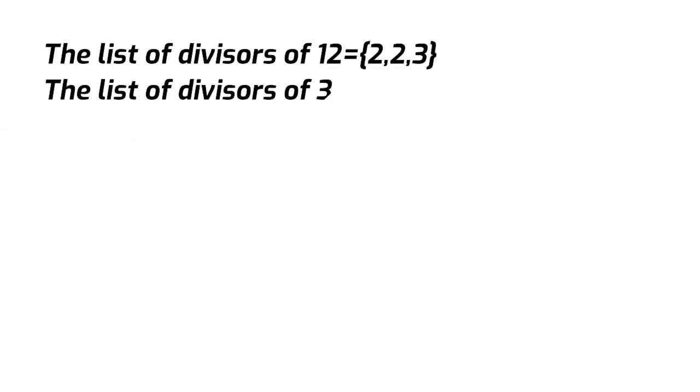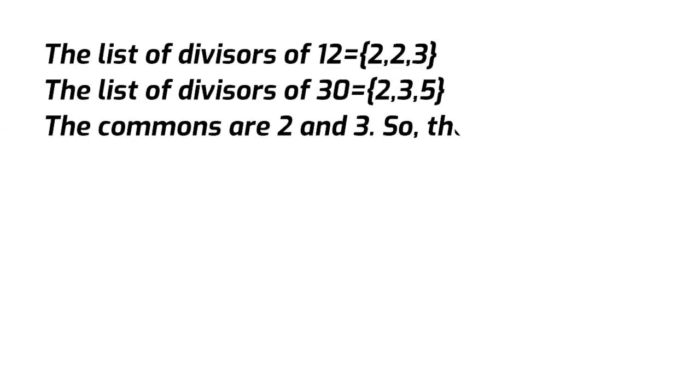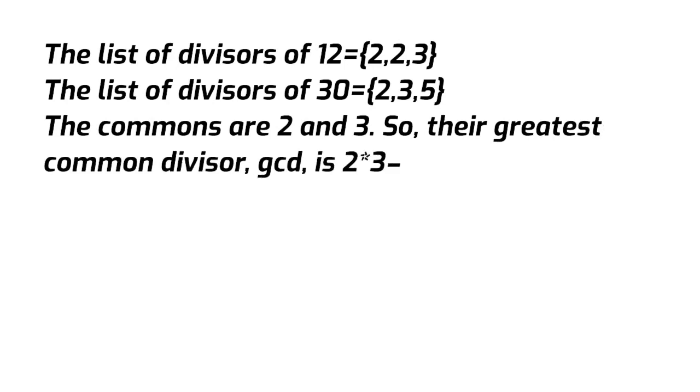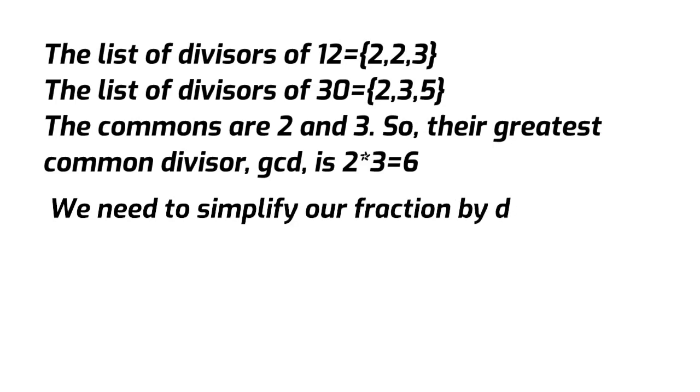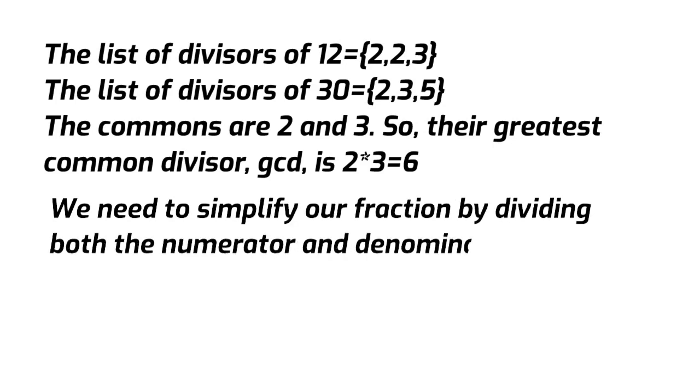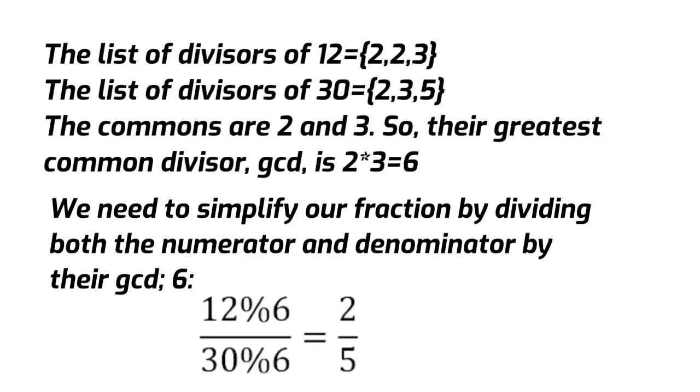The list of divisors of 12 is 2, 2, 3. The list of divisors of 30 is 2, 3, 5. The commons are 2 and 3. So, their greatest common divisor, GCD, is 2 times 3 equals 6. We need to simplify our fraction by dividing both the numerator and denominator by their GCD, 6. And, so, our simplified fraction is 2/5.